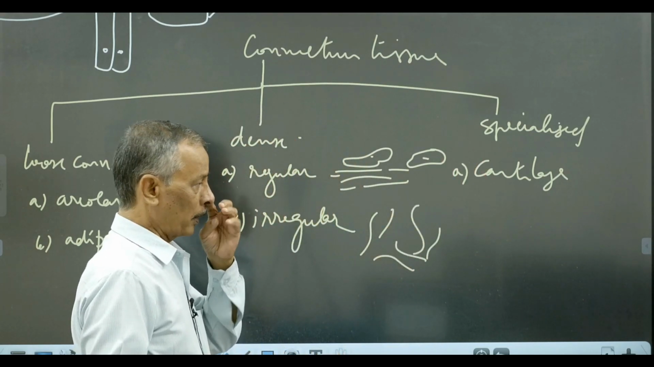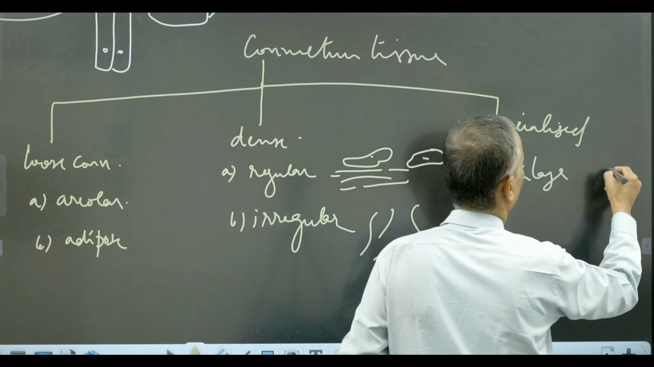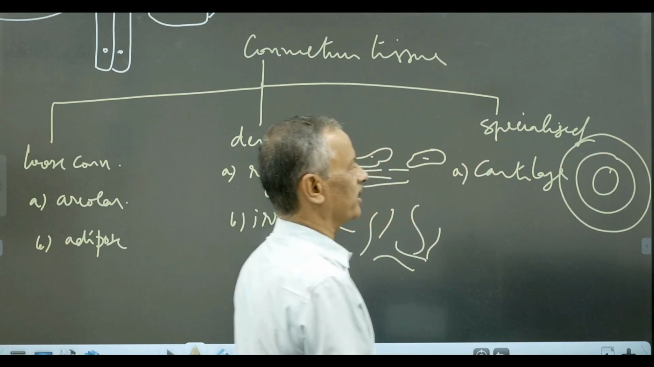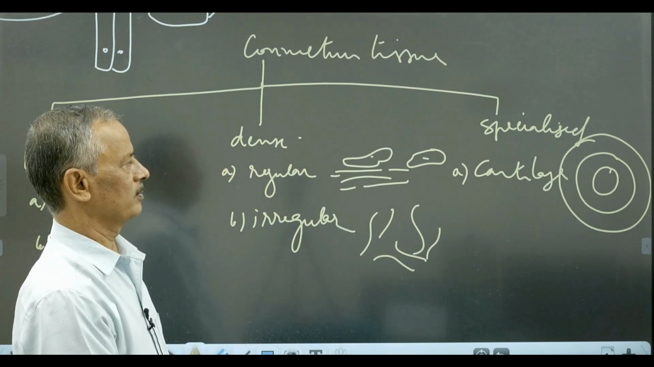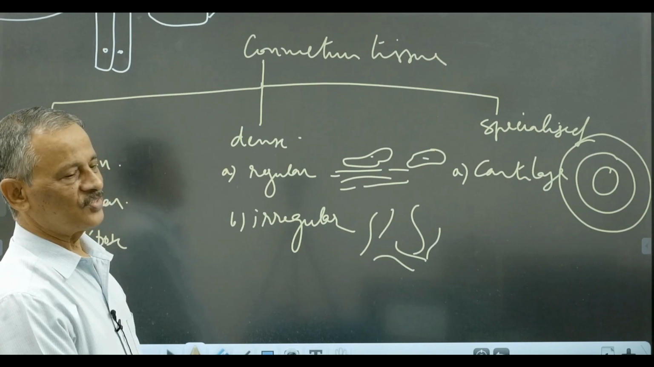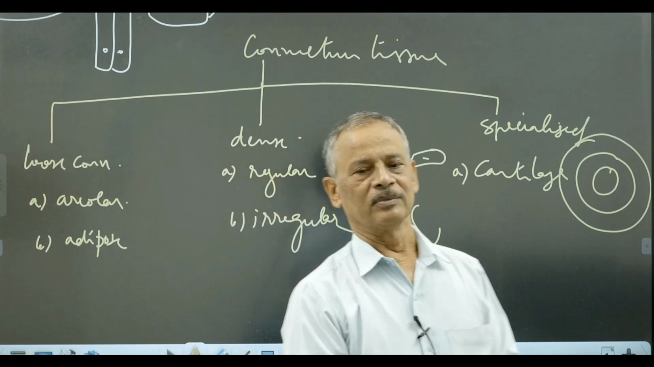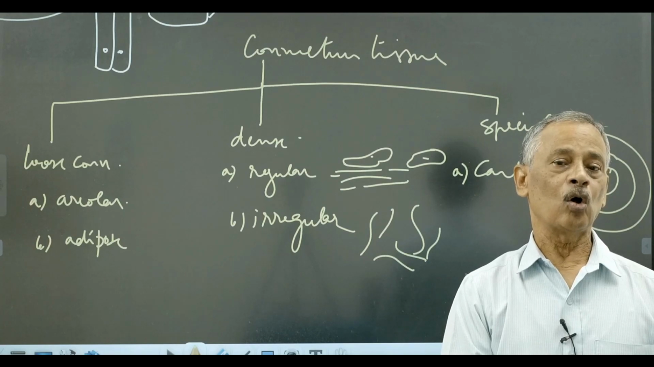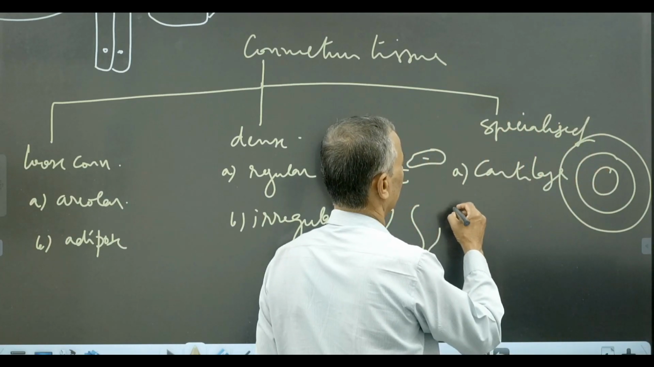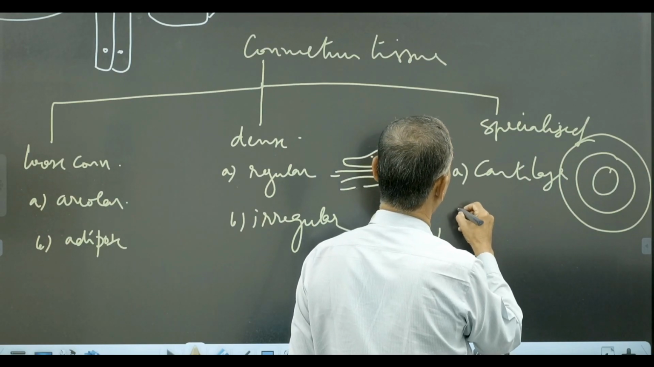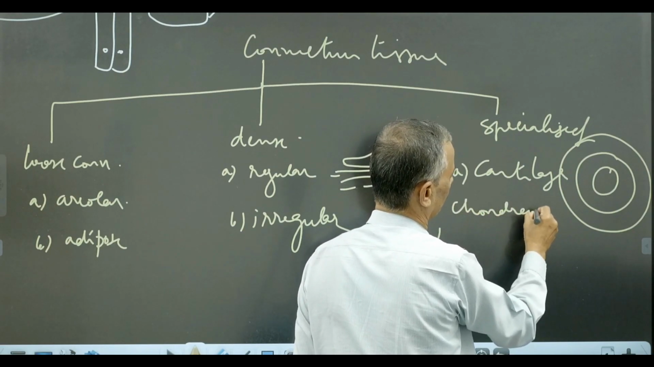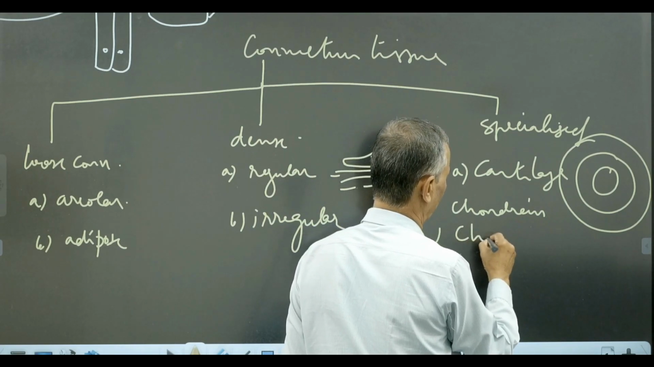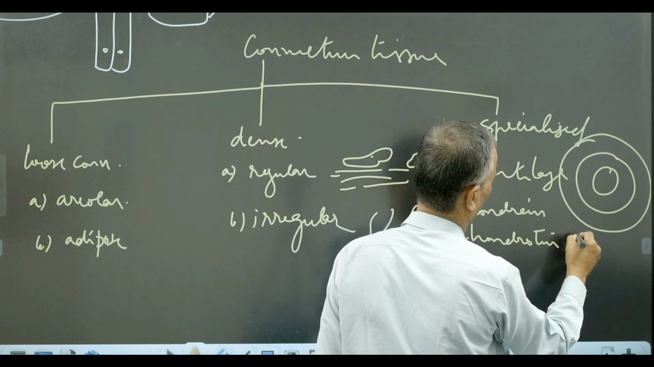Cartilage has a matrix arranged in concentric rings called lamellae, and this matrix is pliable. Though it is strong, it is pliable. It resists compression. Why? Because this matrix contains a special protein called chondrin and salts called chondroitin sulfate.